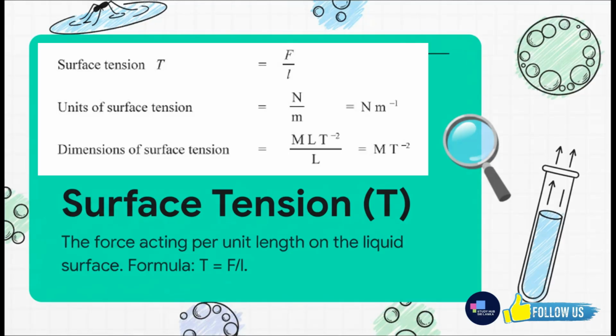So, the formal physics definition: We defined surface tension, which we represent with a capital T, as the force acting per unit length on the surface. So the formula is T equals F over L, and its units are newtons per meter. This is a really key formula you're going to want to remember.